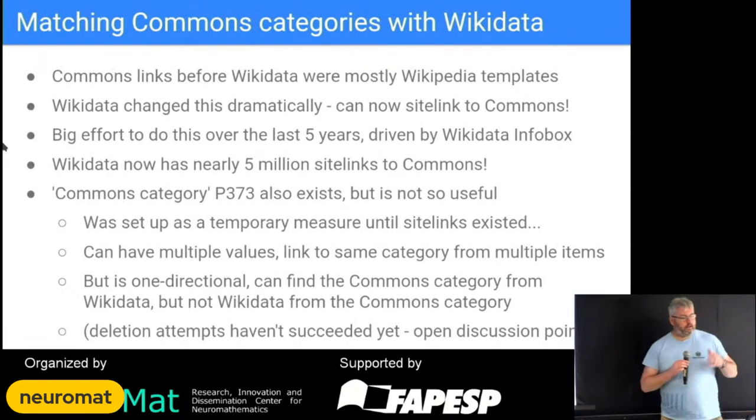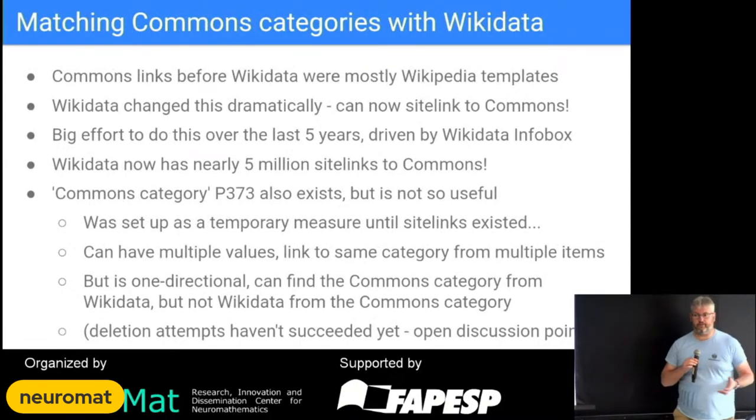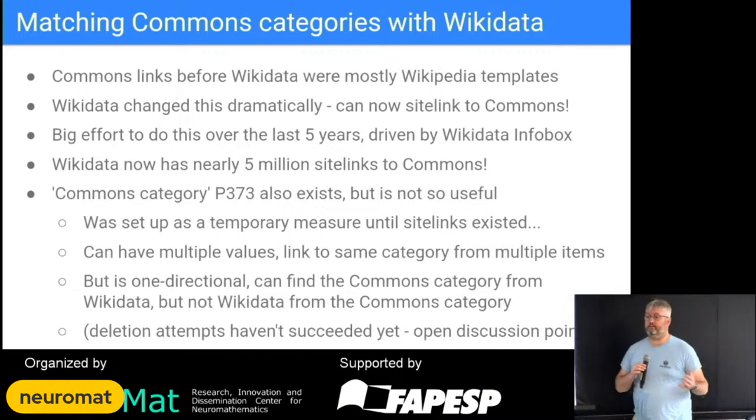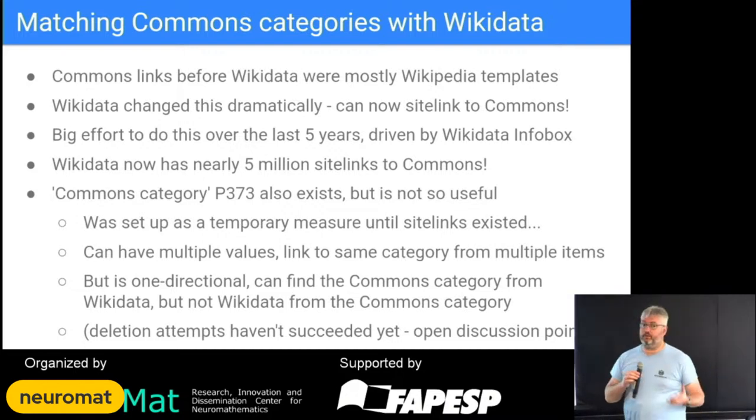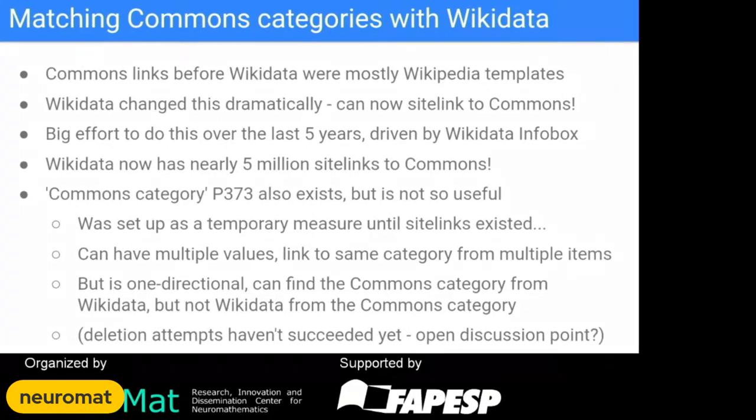Okay, so mostly so far I've talked about Wikipedias and Wikidata. There is also Commons, the Wikimedia Commons media repository, and historically interwiki links were not used for Commons. There were a few, but they were few and far between. Most of the time it was linking with templates. So a Commons category is a template, and those can be very ad hoc. They can point to random different items.